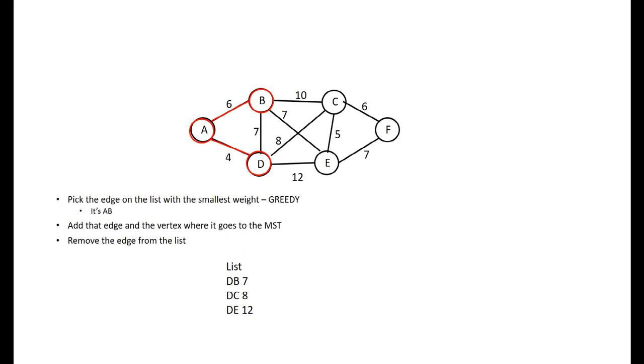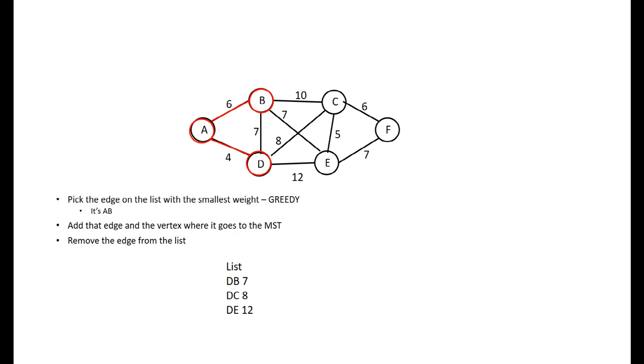And it's A to B. You might think, well, A to B is the old one, but it's the smallest one, and so that's the one we want to pick. So we add that edge and the vertex where it goes, which is B, to our minimal spanning tree. We take that edge off the list because we don't want to pick it again. We've already added it. There's no point in picking it again, even if it's the smallest weight.